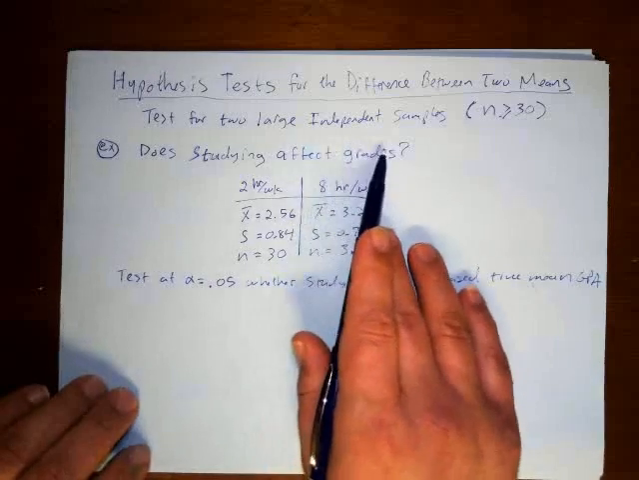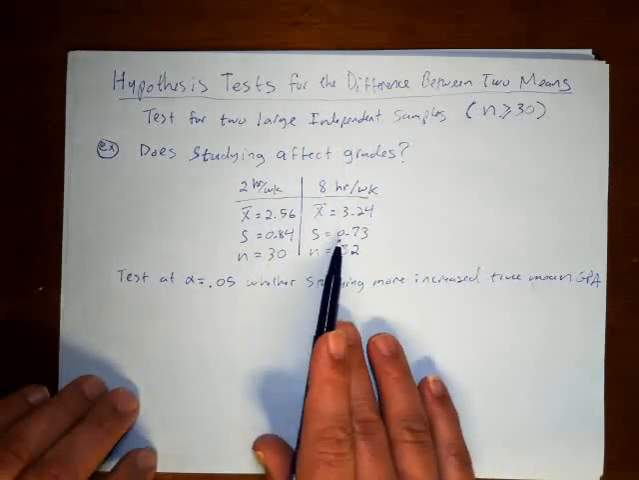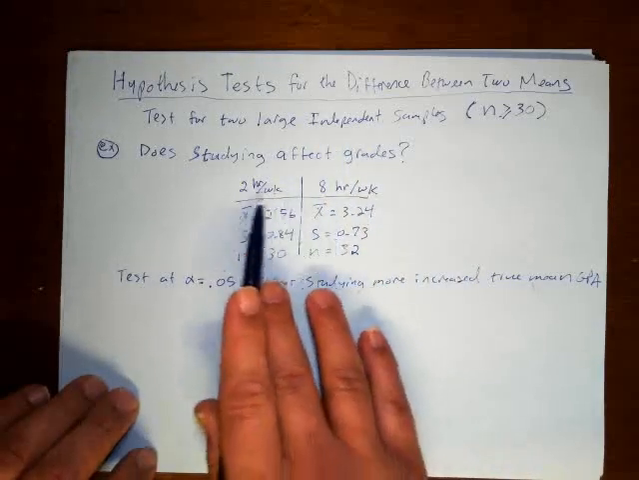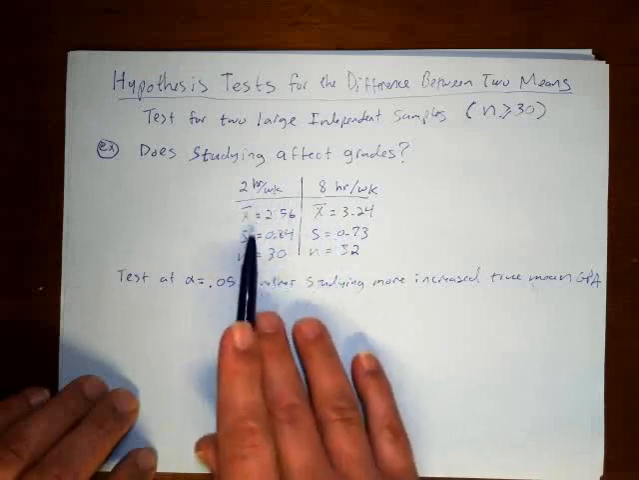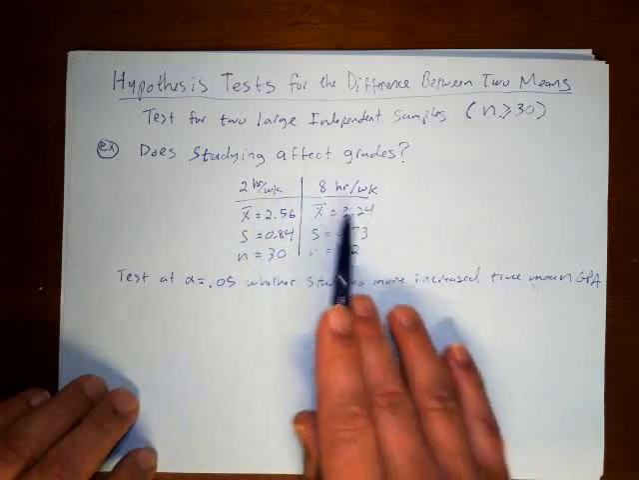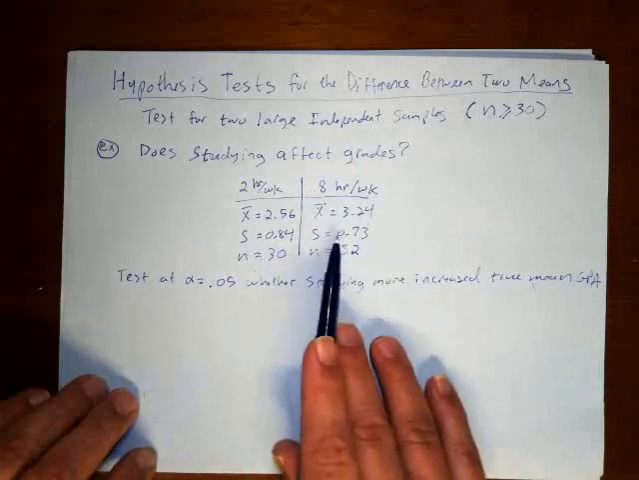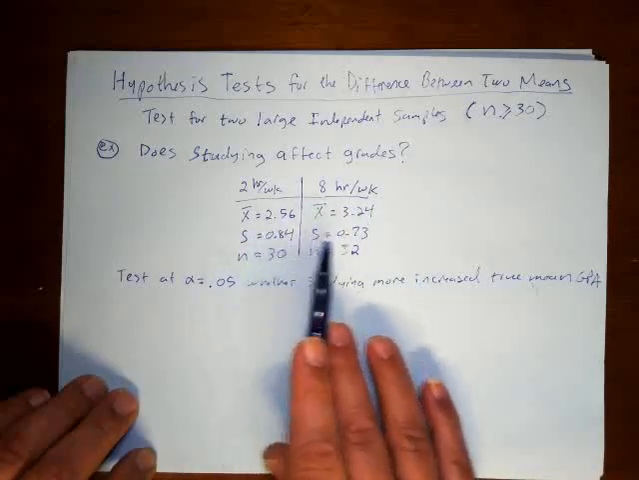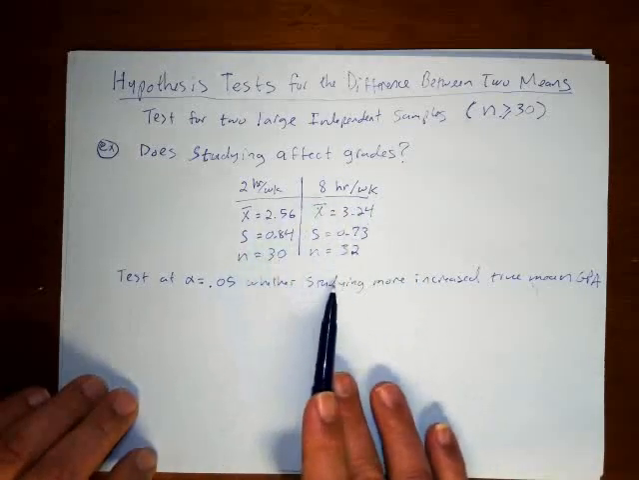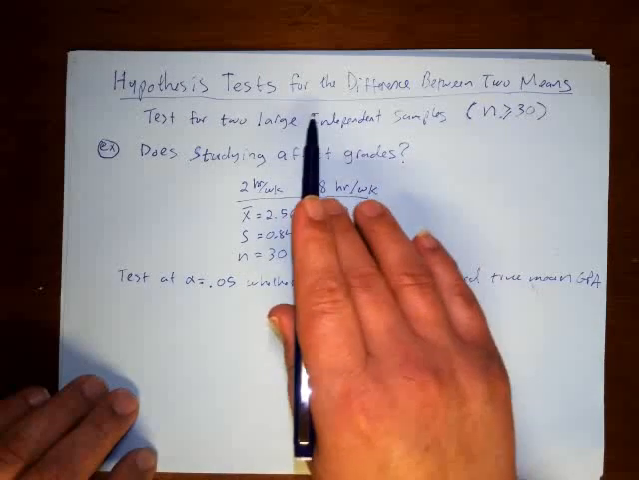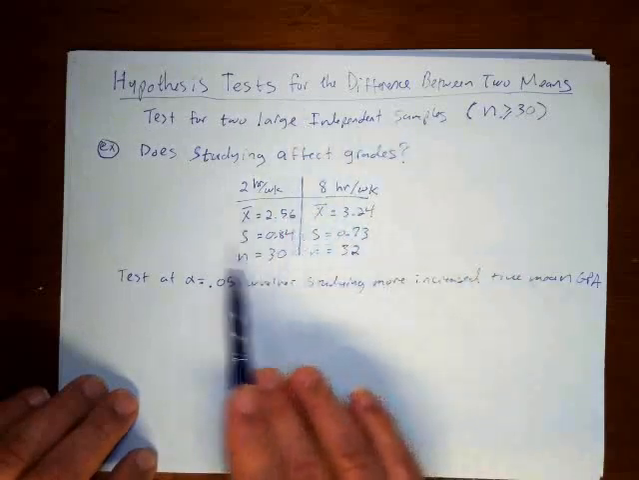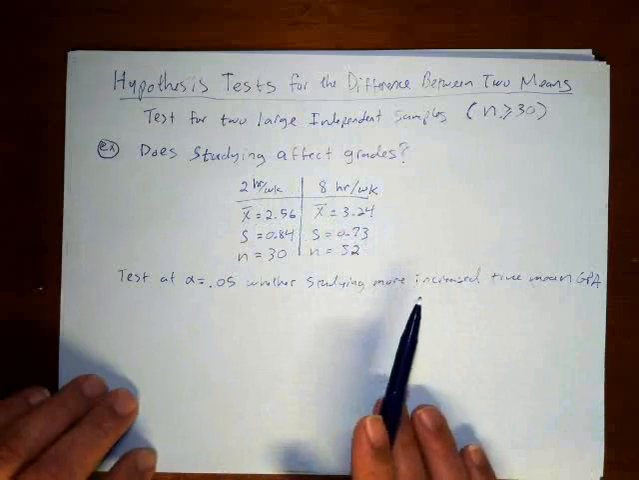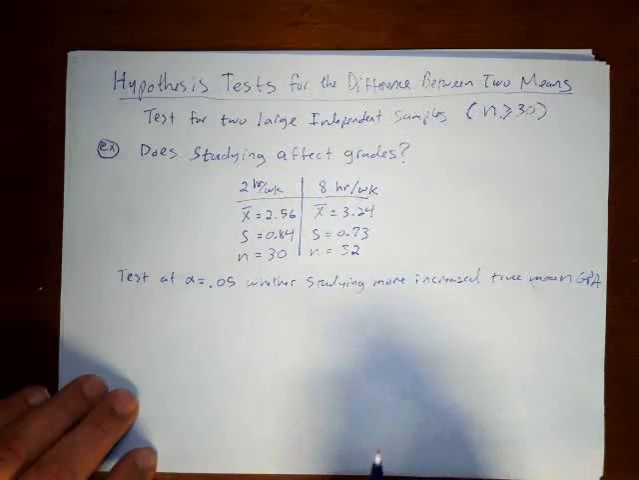So a dependent sample would be like a before and after study. Like maybe the same group of students, for the first semester they study 2 hours a week, and then the second semester they study 8 hours a week. And then there would be a natural connection between the two samples. And that's a different sort of study. So this is an independent sample, an experimental study where you randomly divide people between the groups.